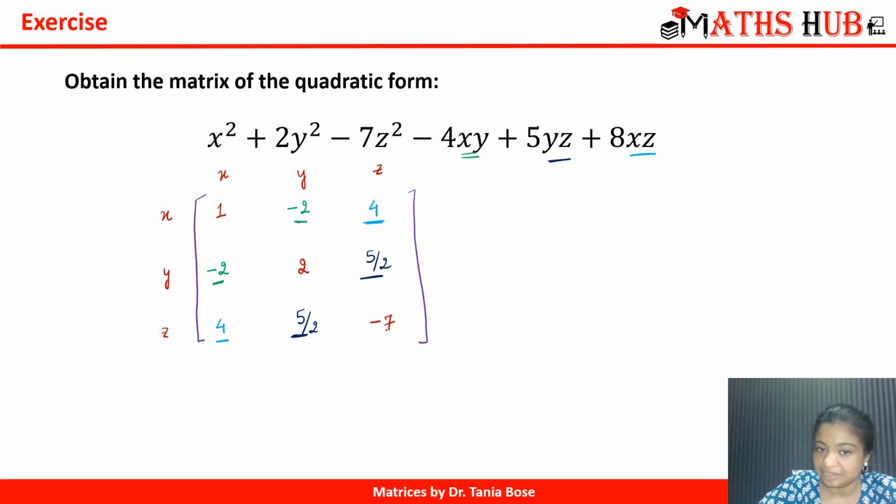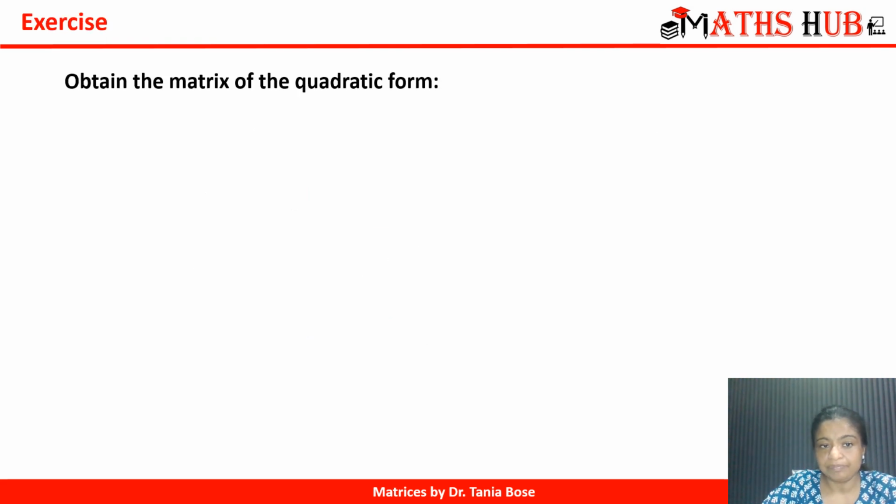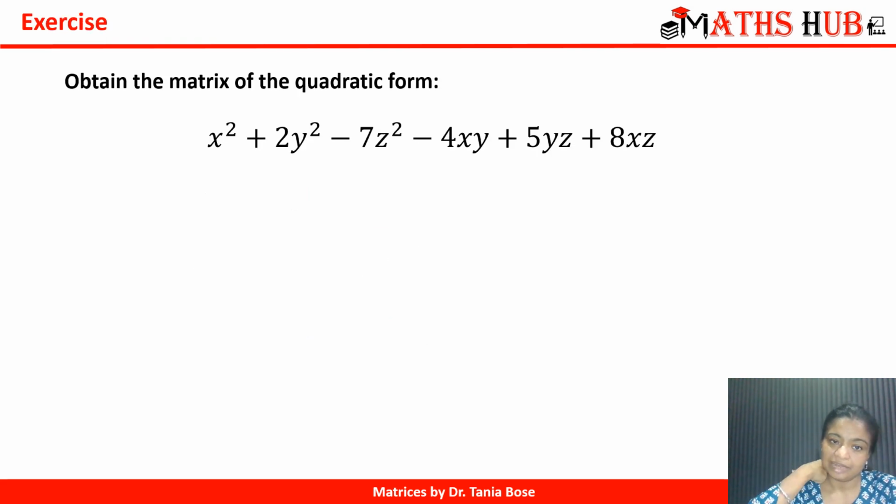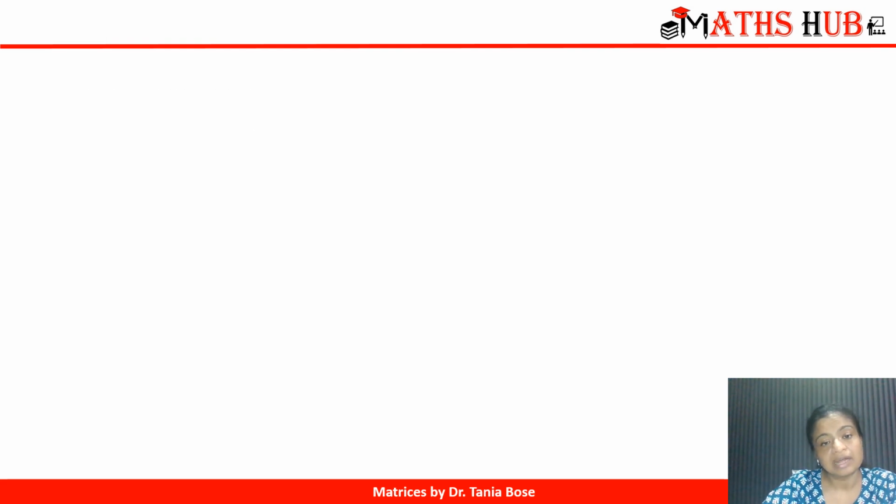So I hope it is clear how to obtain the matrix of quadratic form. Okay. So let us work out another example. So you have to obtain the matrix of the quadratic form x squared plus 2y squared minus 7z squared minus 4xy plus 5yz plus 8xz. So I think this is probably the same question. So you can just do it as an exercise again so that you get a grip at how we are converting this quadratic form into the matrix notation, right?